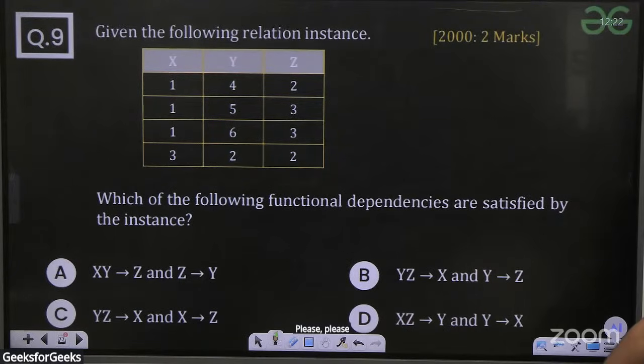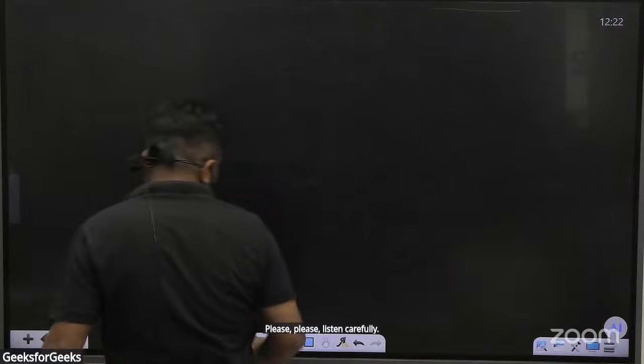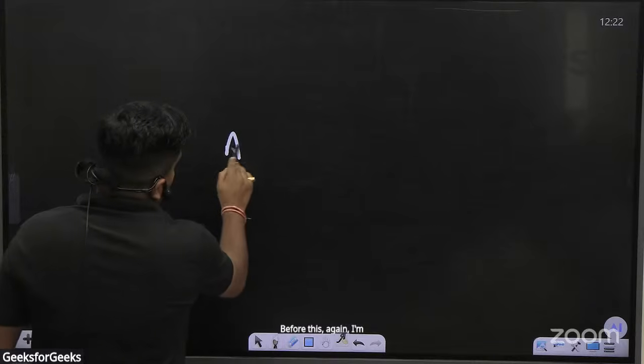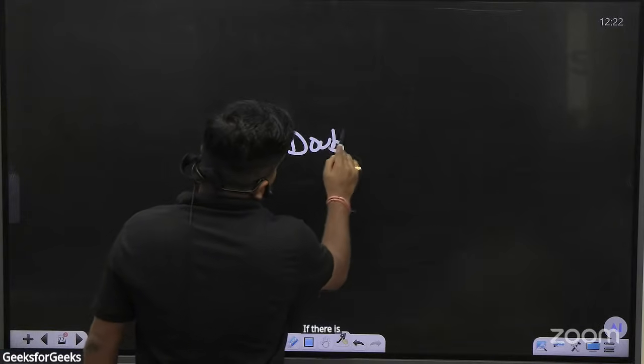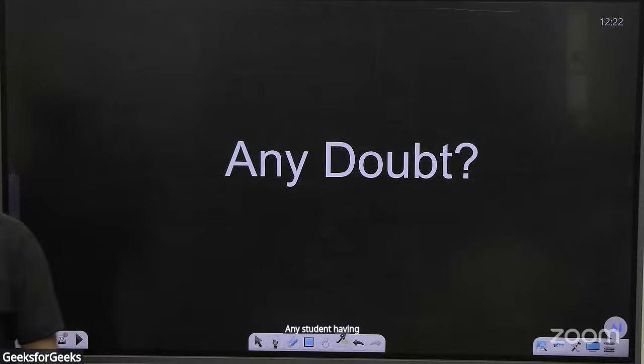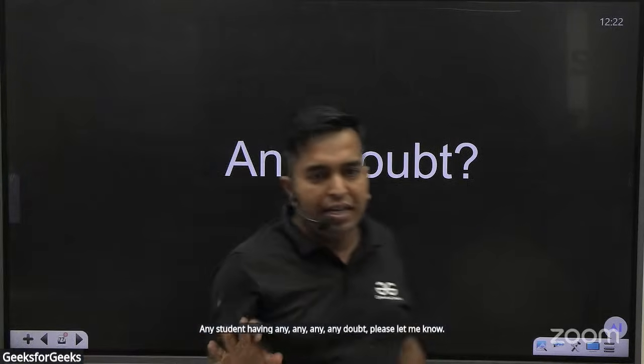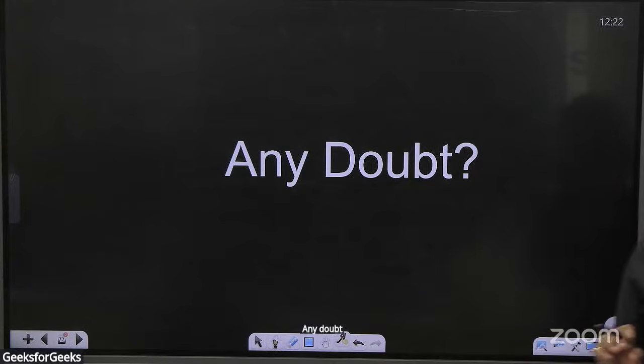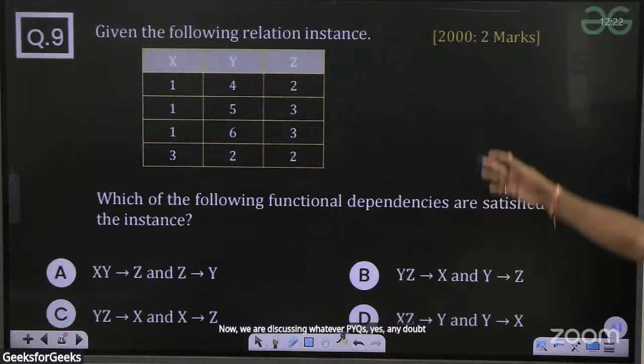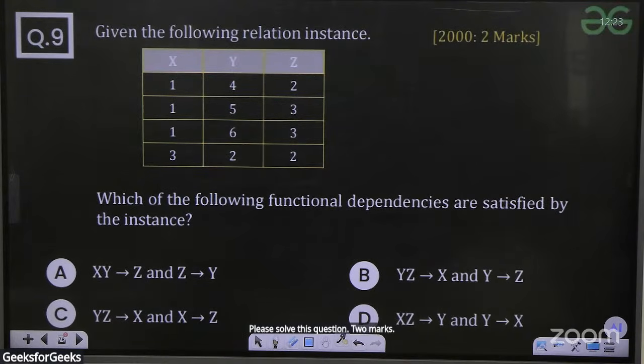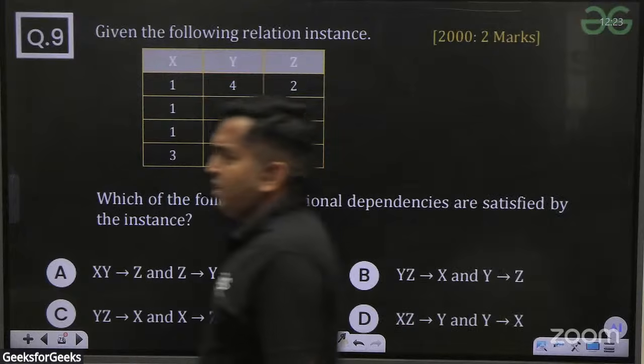Please listen carefully. Before this, again I am asking, is there any doubt? Any student having any doubt, please let me know. Now we are discussing the PYQs. Please solve this question. 2 marks. Don't pick pen and paper. Directly check because options are given. If I'm saying without options, then you can pick a pen and paper. Options are given, na? Yes, Hanif.